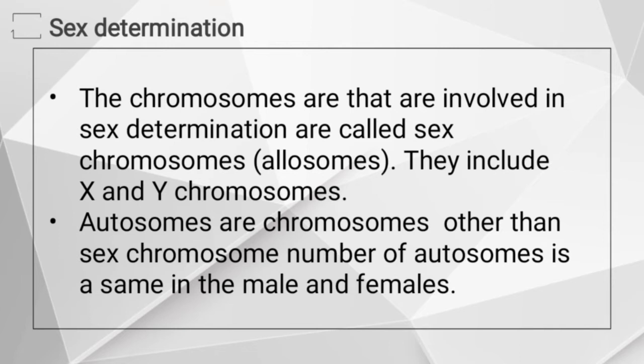Chromosomes are mainly divided into two types, autosomes and allosomes. Autosomes are also called somatic chromosomes. They are responsible for body characters. They are the same in both male and female. They do not get involved in determination of sex.